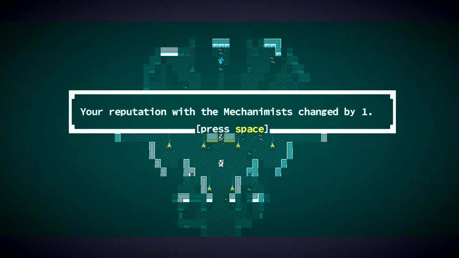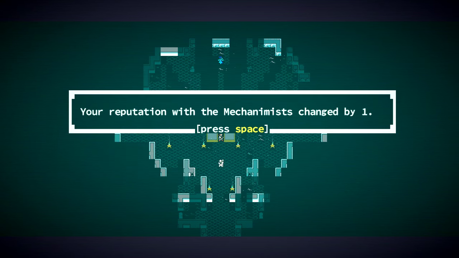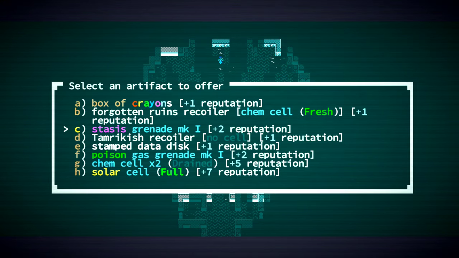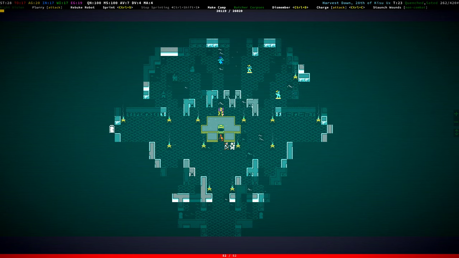Let's throw in a box of crayons. Metal folding chair. Anything else? Don't think so. So that's nice. It's just an easy way of getting reputation with Mechanimists.